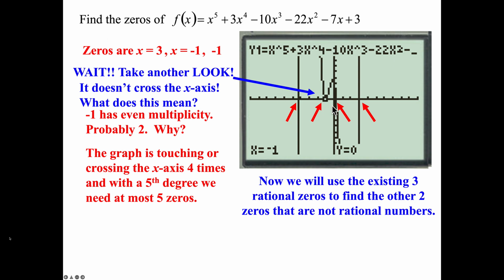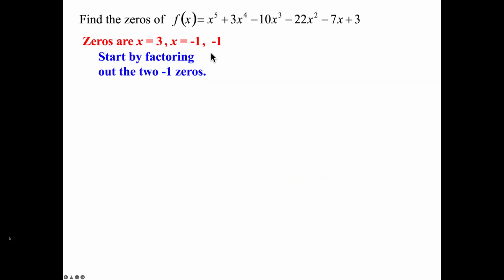So here's what we're going to do. We're going to take this polynomial, we're going to take our zeros, and we're going to do what I call piggyback synthetic division factoring. All right? So if you miss something, make sure you rewind the video and hear it again so you can understand how we do this technique. So I set up my synthetic division table. My 1, my 3, my negative 10, my negative 22, negative 7, 3.